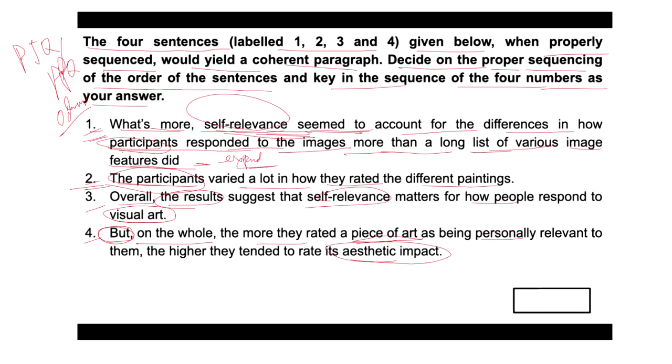Now, sentence two states that the participants varied a lot in how they rated the different paintings. Sentence two seems like what? It seems to be introducing the idea that there was significant variation in ratings among participants, right? On the different paintings. Okay, so sentence two is introducing the idea.